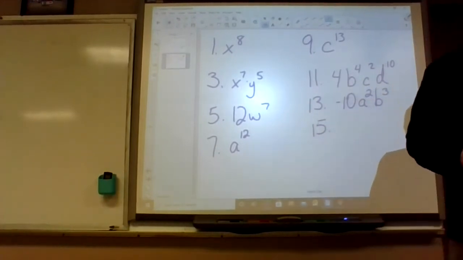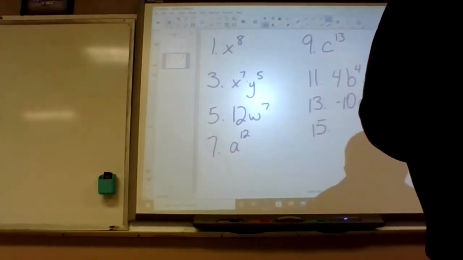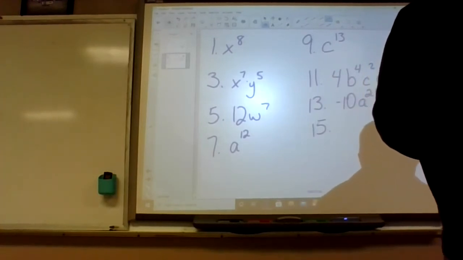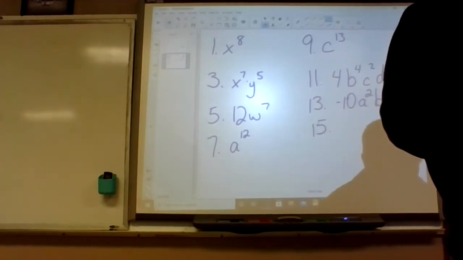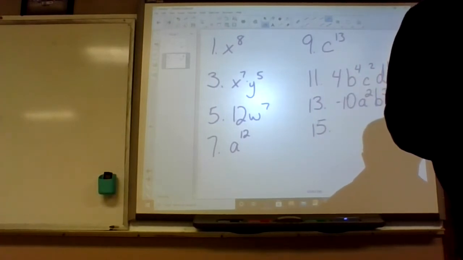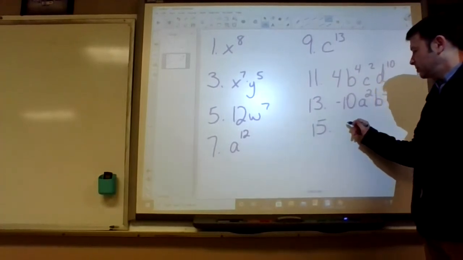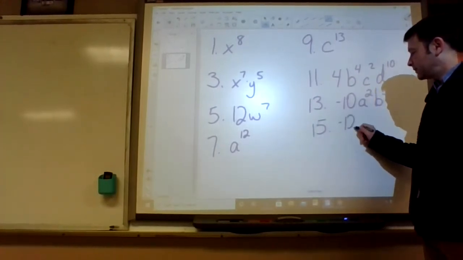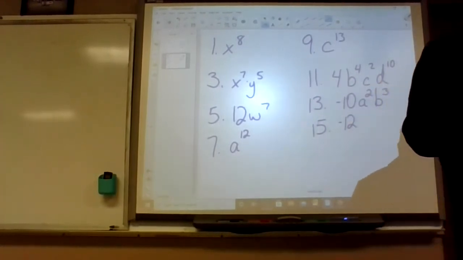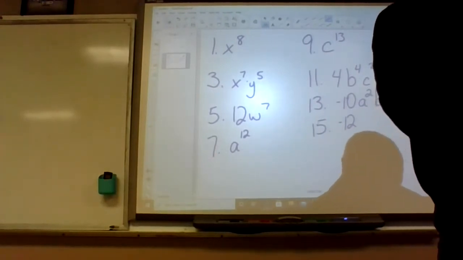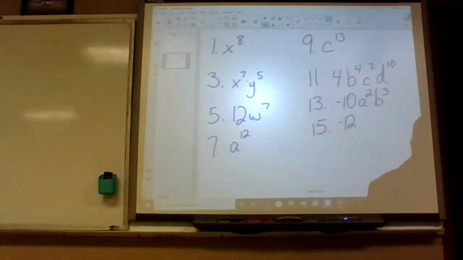Okay, Will, number 15. What do you think? The 4 and negative 3. 4 times negative 3 makes negative 12. Anything else we can do? So I see an a and I see an a cubed. What would that make if we're multiplying?